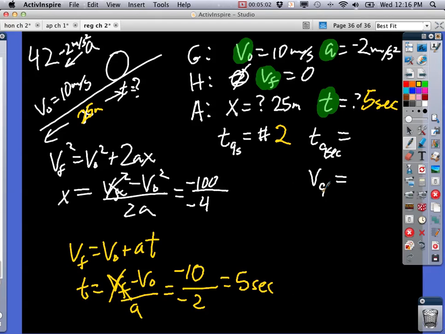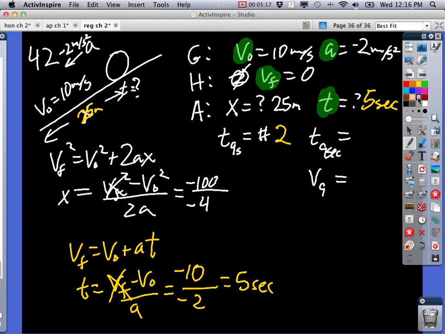So because it's not free fall, gravity has no effect on it? No, gravity does. Oh, you mean for this problem? Yeah. Why do you think it has this negative 2 acceleration? Because of gravity, it's coming down. Oh, so this is actually what gravity is doing to this.